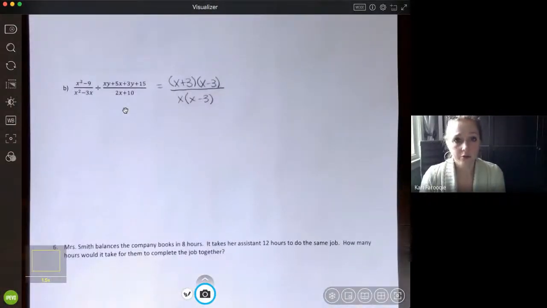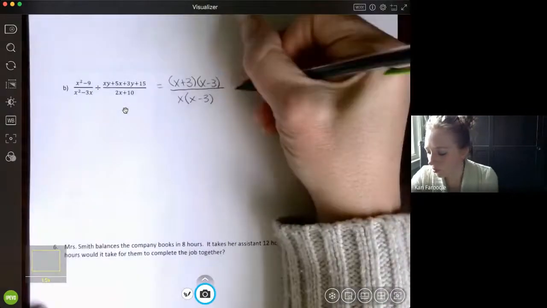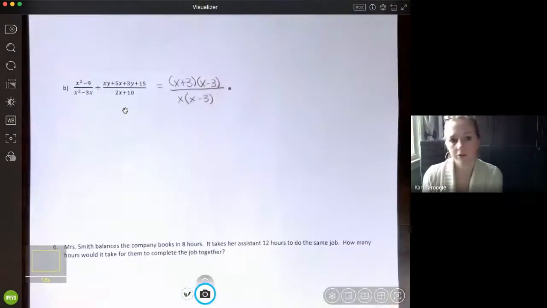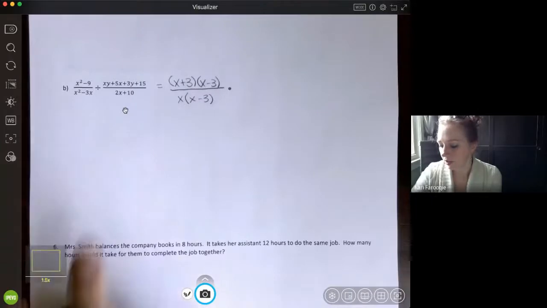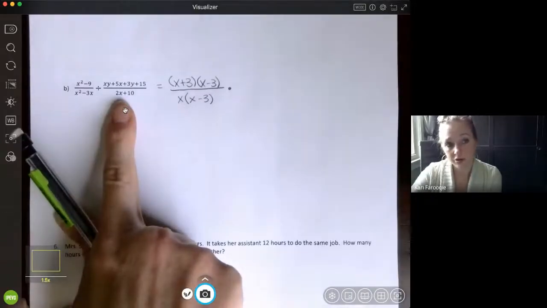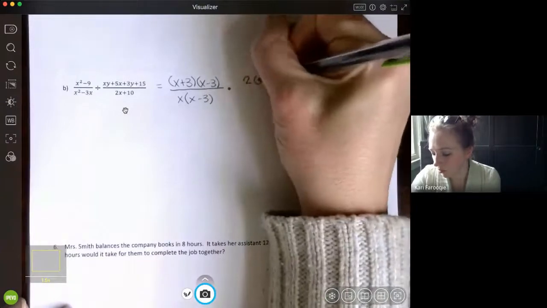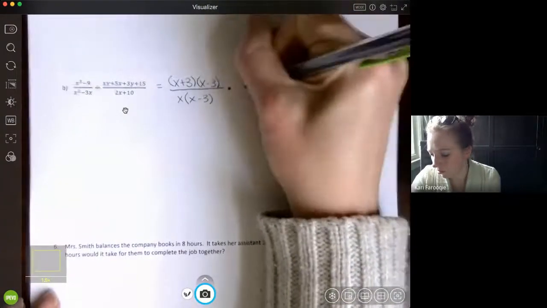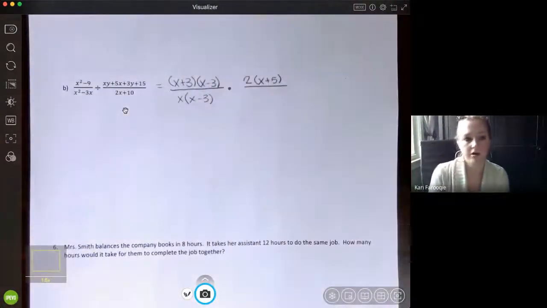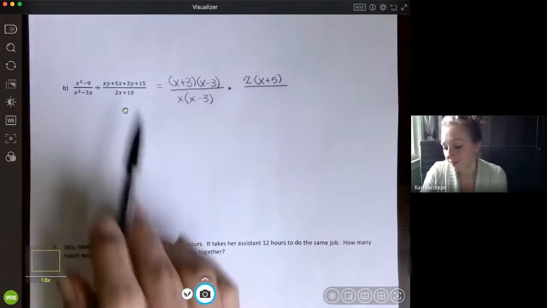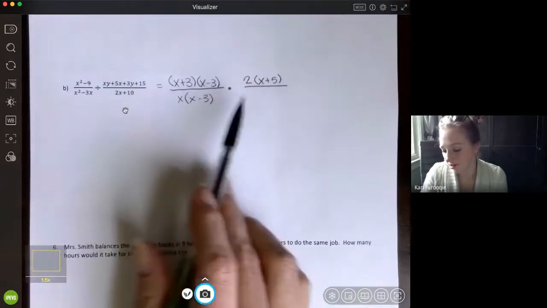Now we're going to invert and multiply. So instead of writing a division symbol, I'm going to write a multiplication dot. And then I'm going to move this denominator into the numerator. And instead of saying it's 2x plus 10, I'm going to factor the 2 out and say that it's 2 times the quantity x plus 5. And then we'll factor the denominator, or I'm sorry, the old numerator, new denominator.